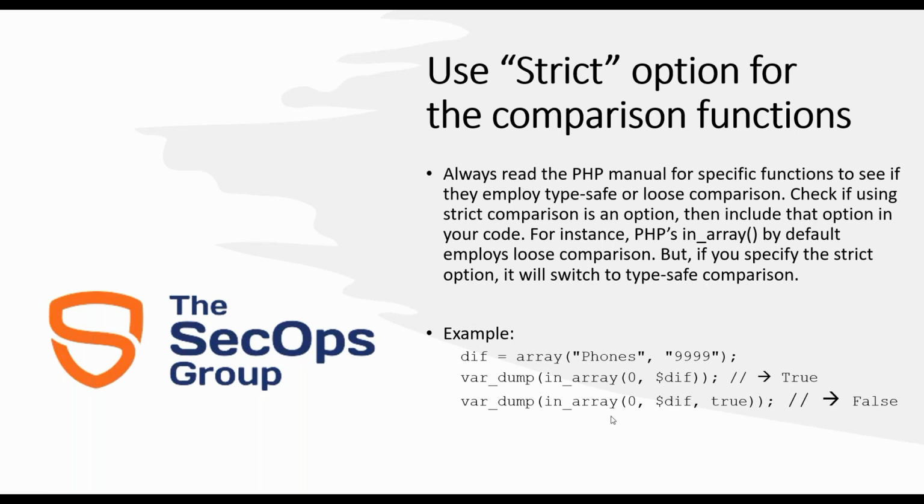Now, in the next line, we can see that if we are using the strict comparison, which has been defined with this true option, then we are getting the right result as false. So there is no zero in this array.